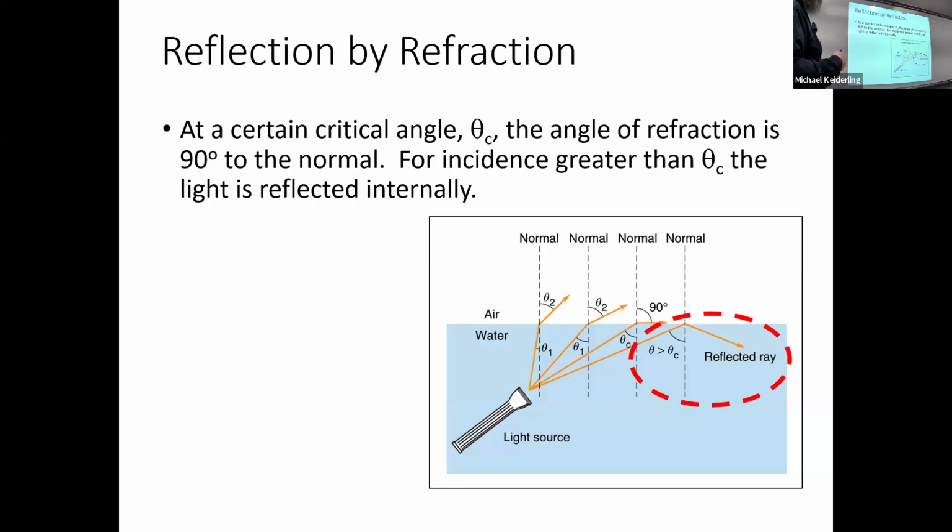Now, reflection. When light goes from a less dense medium to a more dense medium, the angle will get closer to the normal, and it will be the opposite when it goes from a higher index of refraction medium to a lower index of refraction medium. The angle from the normal will get bigger, which means there is a certain critical angle where the angle of refraction is 90 degrees to the normal. For any angle greater than that, you get total internal reflection. No light goes out, the light just gets reflected.